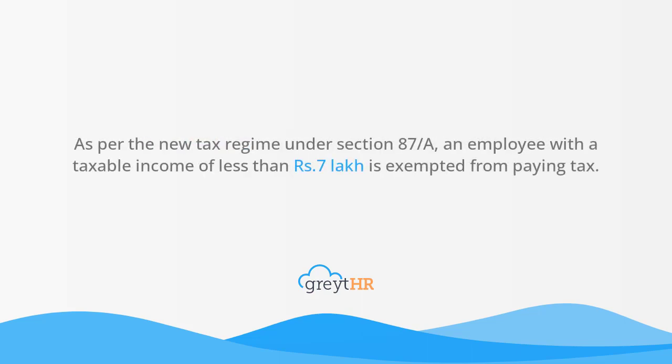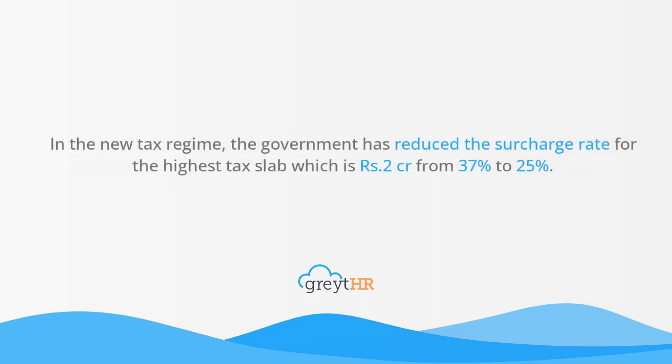As per the new tax regime, under Section 87A, an employee with a taxable income of less than 7 lakh rupees is exempted from paying tax. In the new tax regime, the government has reduced the surcharge rate for the highest tax slab, which is rupees 2 crore, from 37% to 25%.